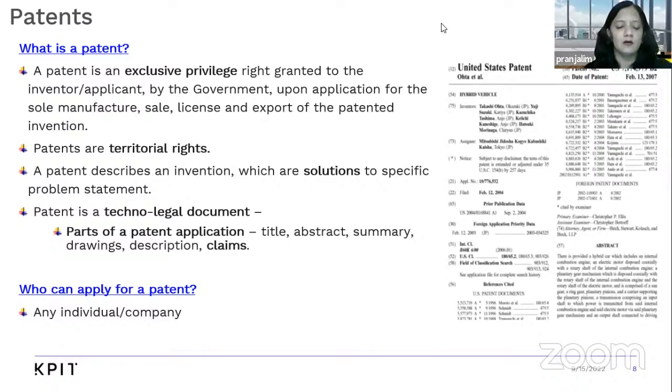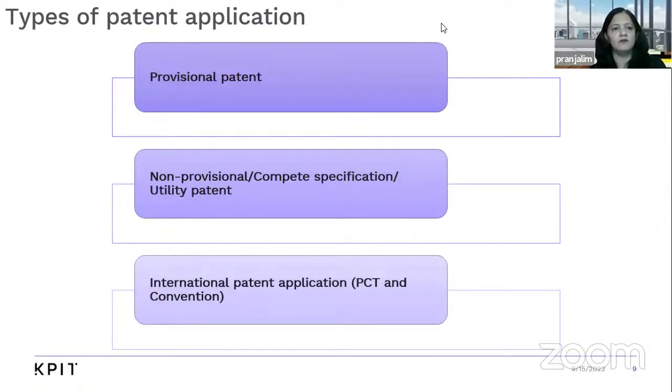So moving on, who can apply for a patent? Any individual or any company can apply for a patent application. Now we will look at some basic types of patent application. We have three types here: the provisional patent, the non-provisional or complete specification, and the international patent application. There are some other subtypes of patent applications, but since we are looking at the basics, we'll go through these three types that are listed here.